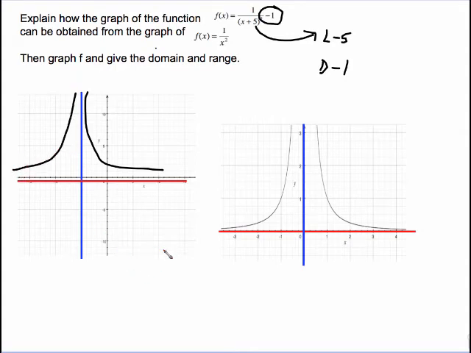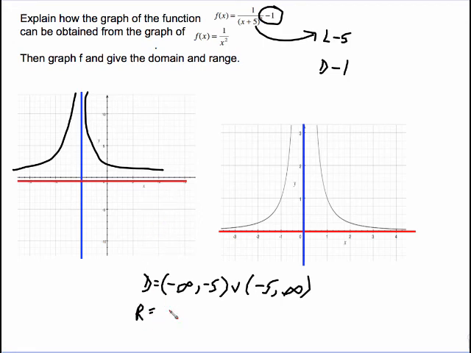And my domain is from negative infinity to that vertical asymptote, which is negative 5, union negative 5 to infinity. And the range now, because the horizontal asymptote has dropped down to negative 1, the range is from negative 1 to infinity.